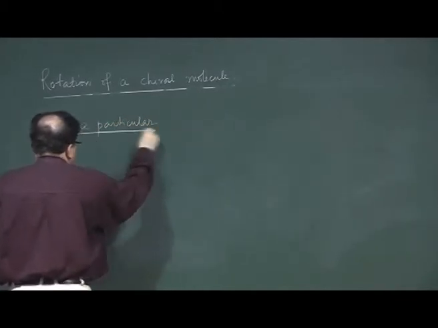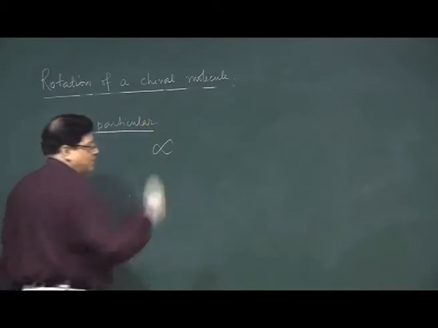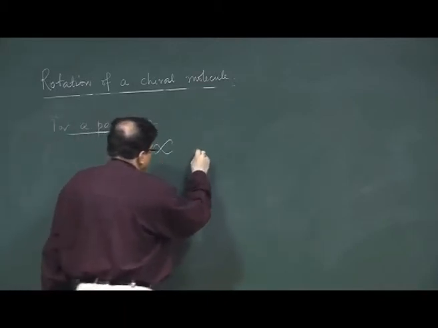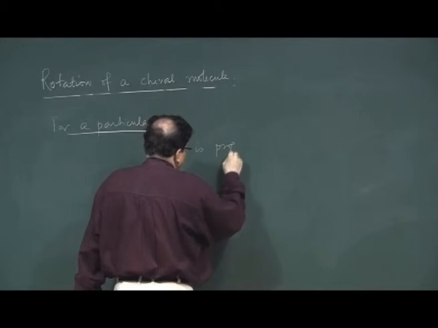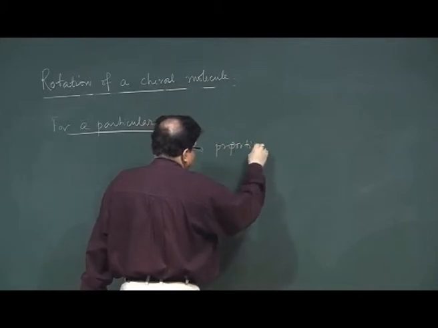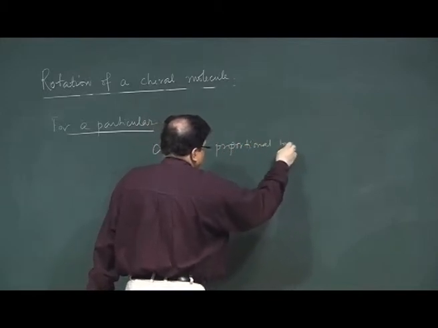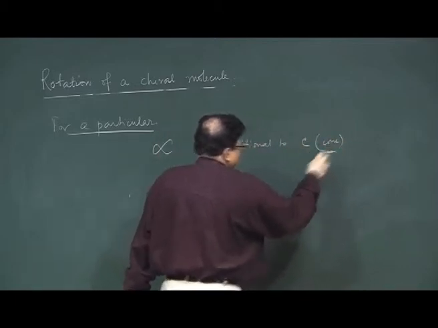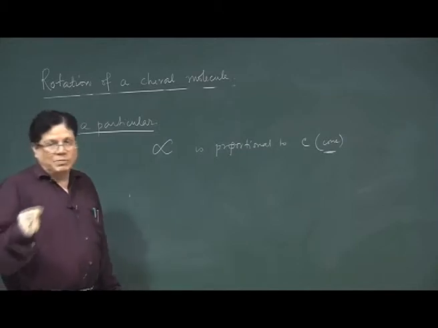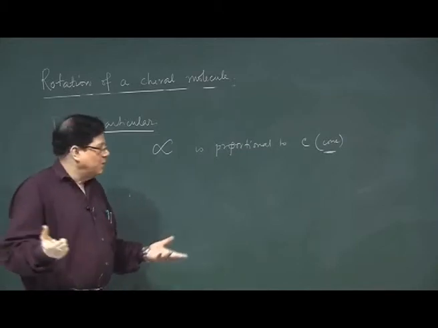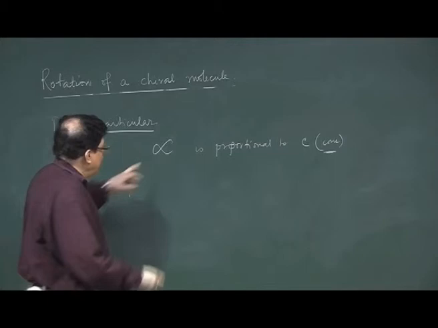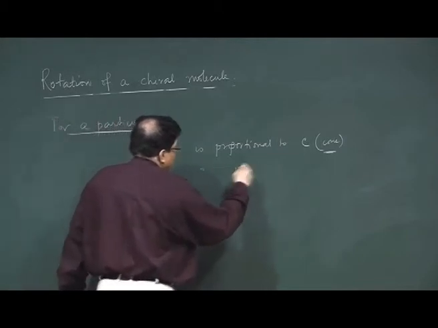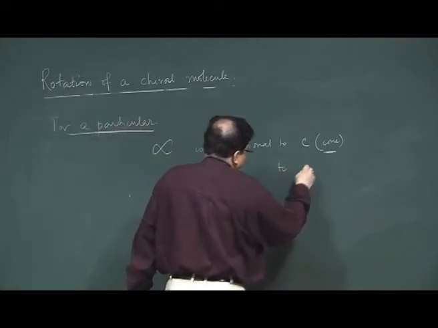the rotation, which is denoted as alpha, is proportional to the concentration, to C. C is the concentration of the compound in solution, of the chiral compound in solution. Okay.